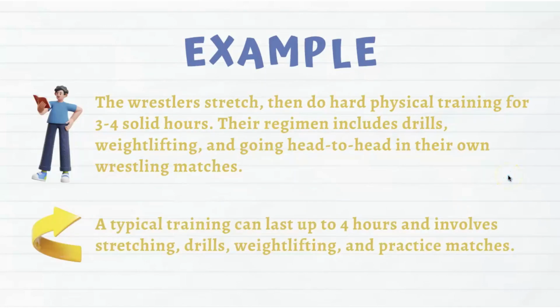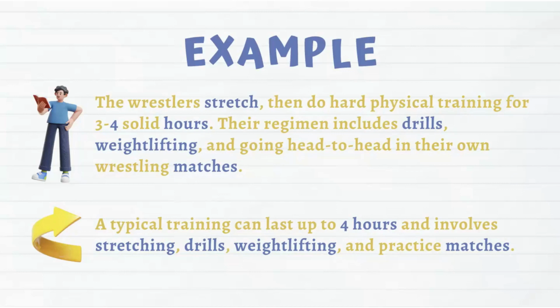Here is a paraphrasing example. The original text states, "The wrestlers stretch, then do hard physical training for 3 to 4 solid hours. Their regimen includes drills, weightlifting, and going head-to-head in their own wrestling matches." My paraphrase version says, "A typical training can last up to 4 hours and involve stretching, drills, weightlifting, and practice matches." There is a little overlap of words, but I have rephrased the text so the idea remains the same.